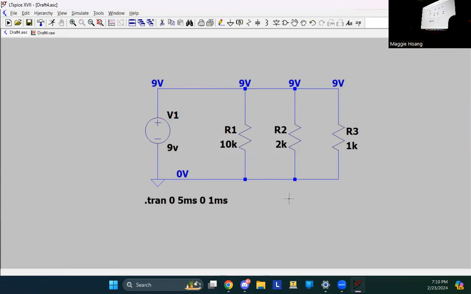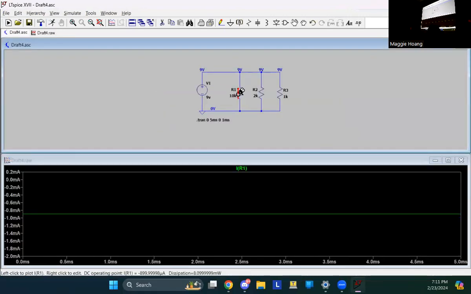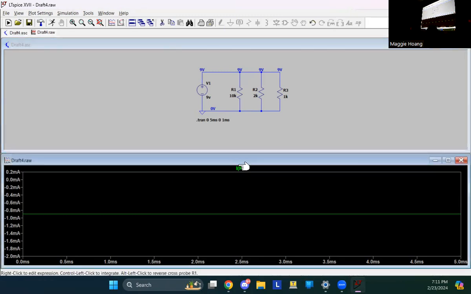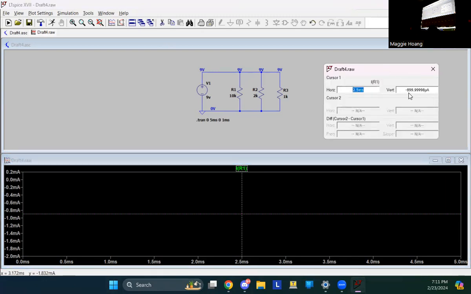All right, so I simulated this, and you could see that it looks exactly like what I wrote, right? 9 volts on top, 9 volts here. And now we're going to test out the currents, right? If I run it, I don't know why this is going up. But anyways, we can just click on here, and it'll tell us the value. So this is 9 milliamps.